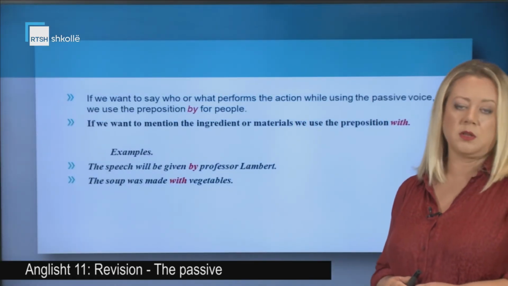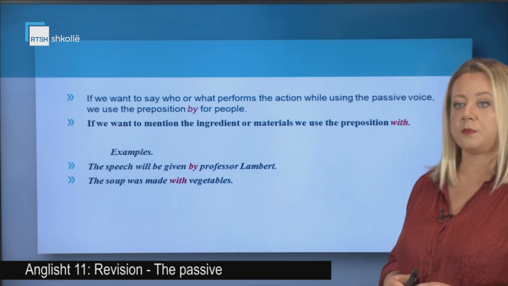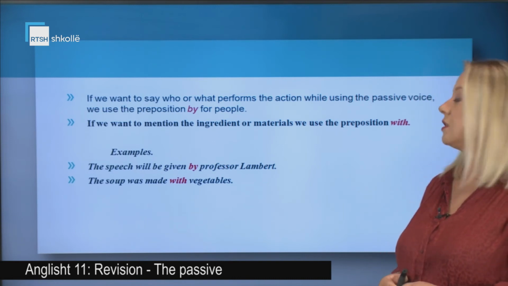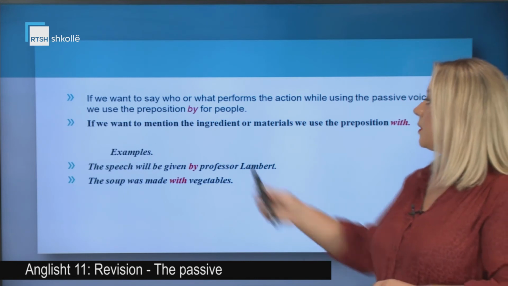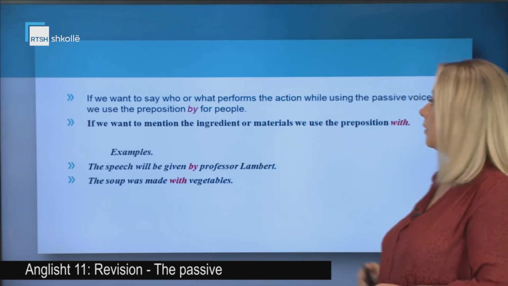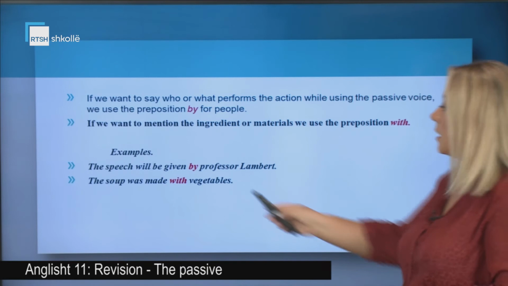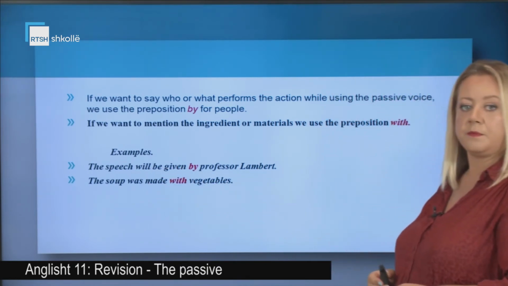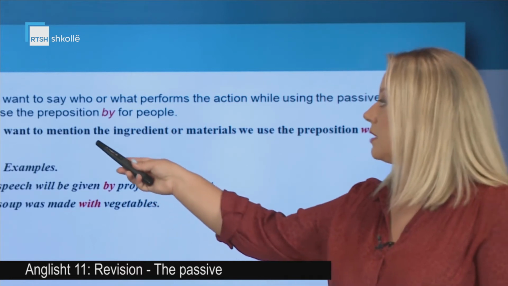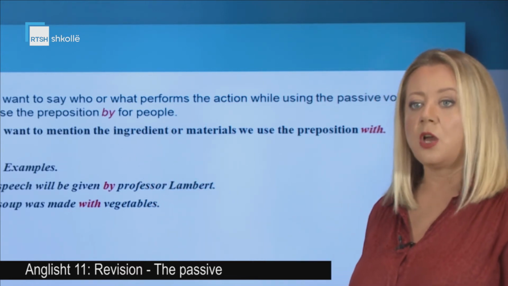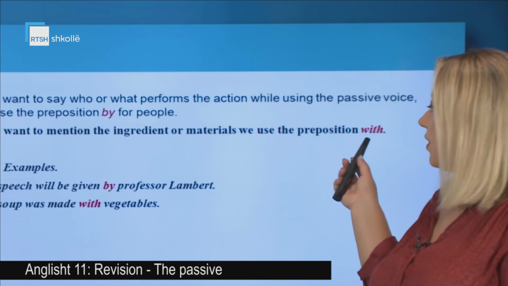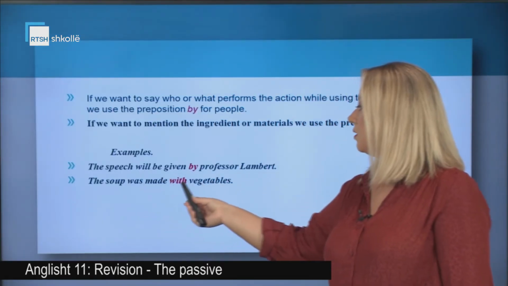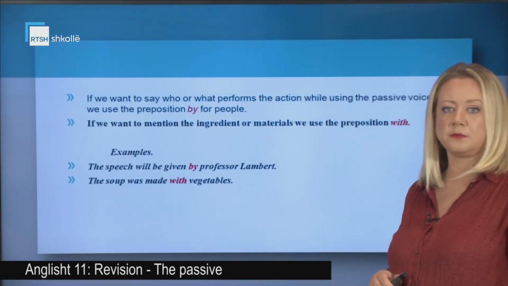If we want, on the other hand, to say who or what performs an action while using the passive voice, we use the preposition by for people. For example, the speech will be given by Professor Lambert. And if we want to mention the ingredients or the materials, we use the preposition with. The soup was made with vegetables.